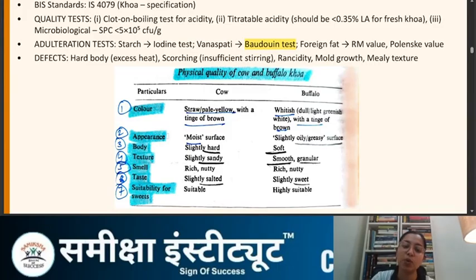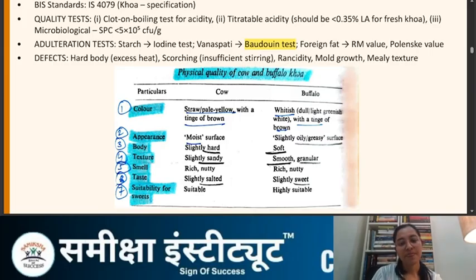So appearance will be moist in the case of cow khoa, whereas in the case of buffalo khoa it will be oily or greasy. Why will it be oily or greasy? Because the fat content in buffalo khoa is higher, so it produces an oily or greasy surface. That is the preferred and desirable appearance of khoa, and a moist appearance is not desired. So we prefer buffalo milk for the production of khoa, as I said earlier as well.